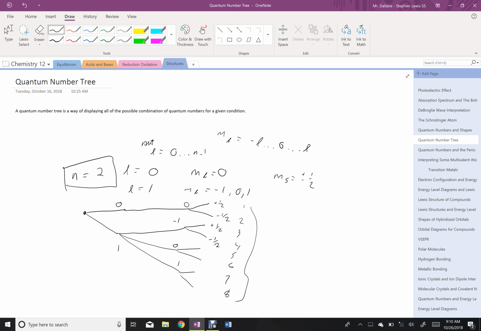If I want to just look at part of the tree, for example, I can see that the L equals 1 has a capacity for 1, 2, 3, 4, 5, 6 electrons. So a quantum tree is just a nice way of representing how many electrons can fit within a given condition. Let's go and do the big one then.